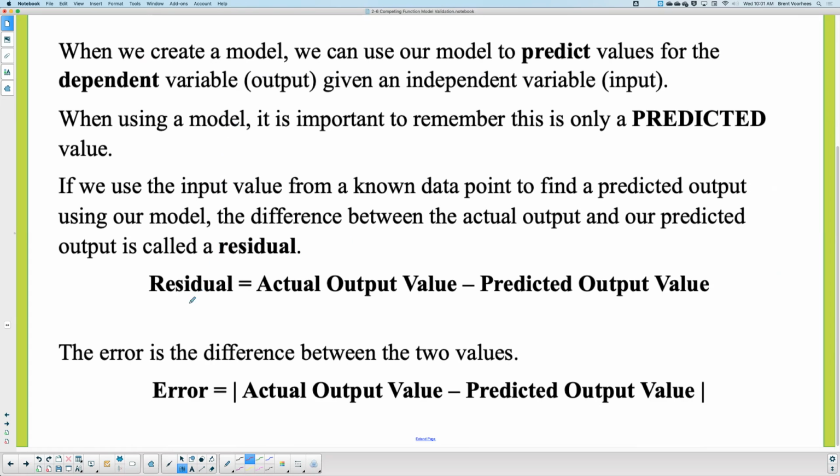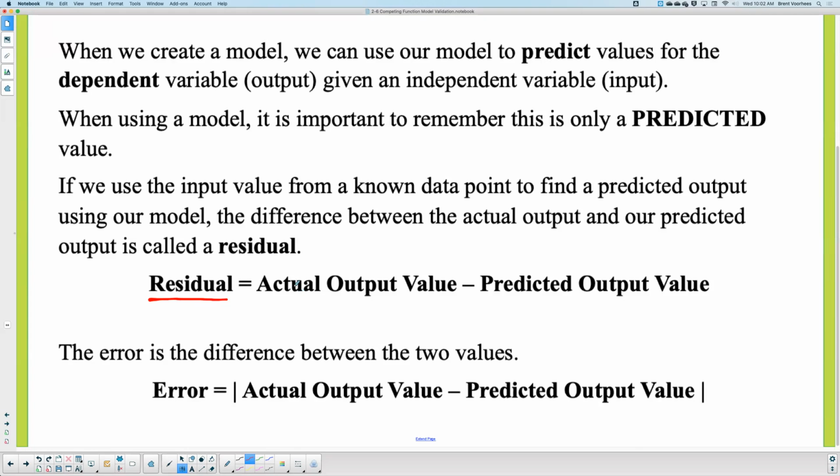But the way you find your residual is you can take an actual output value and subtract what was predicted by your function. So the difference between the actual minus the predicted is what we call the residual. Now, I'm going to throw in something new today that I did not give you in the past, and that is the error. The error is equal to the absolute value of this difference, meaning a residual could be a positive number or a negative. But if I ask you what's the error, you only give me the positive version of that number.